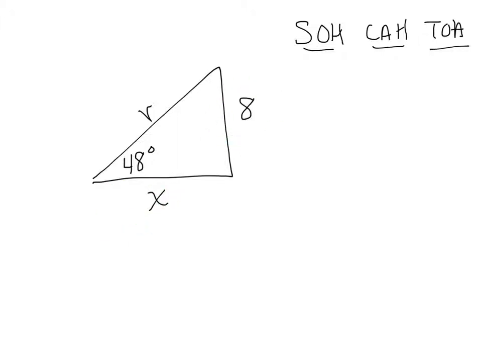Josh, what do we got? Which one? 10. Josh has a 10. Very good, Josh. All right, so we've got 10 of 48 is equal to opposite over adjacent. Just pause at that point and look up, make sure you have the same thing I have. The tangent of 48 equals opposite over adjacent. Opposite is 8, adjacent is x.